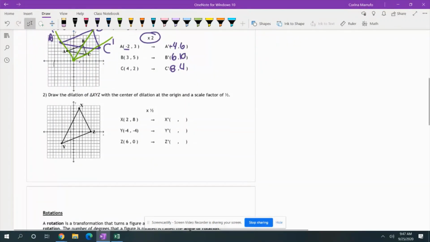All right, the next one, draw the dilation XYZ with the center of dilation at the origin and a scale factor of 1/2. So again, our center of dilation is at the origin. Our scale factor is 1/2, so all we got to do is cut all these points in half since we have a reduction, okay? Because it's less than 1, we have a reduction this time. So our shape is going to get smaller, so half of 2 is 1, half of 8 is 4. Half of -4 is -2, -2. Half of 6 is 3, and half of 0 is still 0.